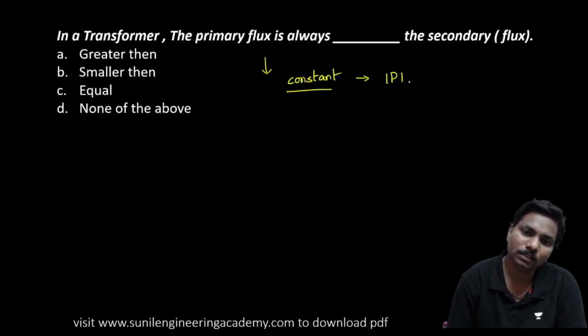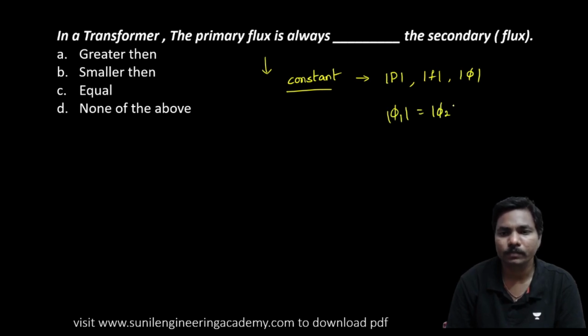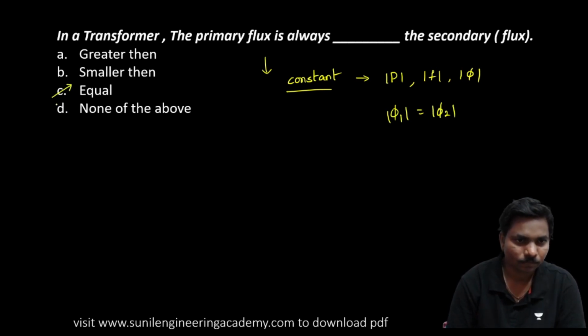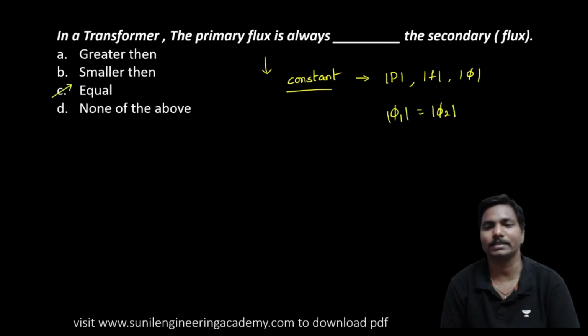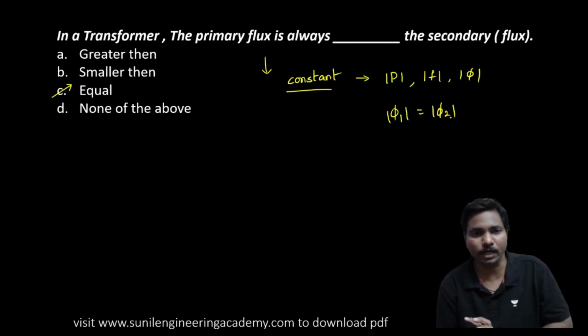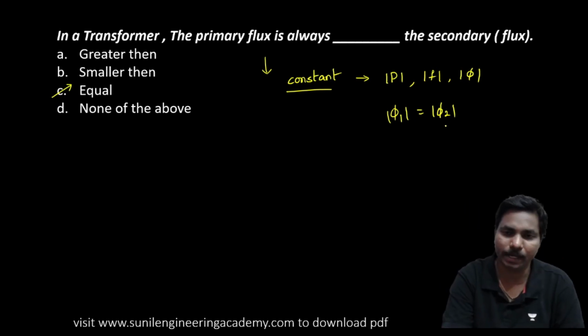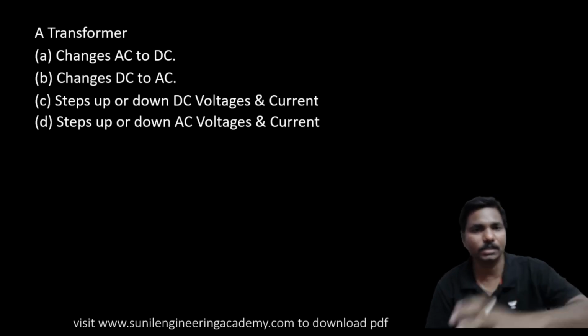Magnitude of power is constant. Magnitude of frequency is constant, and also magnitude of flux is constant. So primary flux is always equal to secondary flux. Maybe some flux may be less in practical because of some leakage flux. But in the ideal case we always take the same flux in the primary and secondary. Why? Because power is constant.